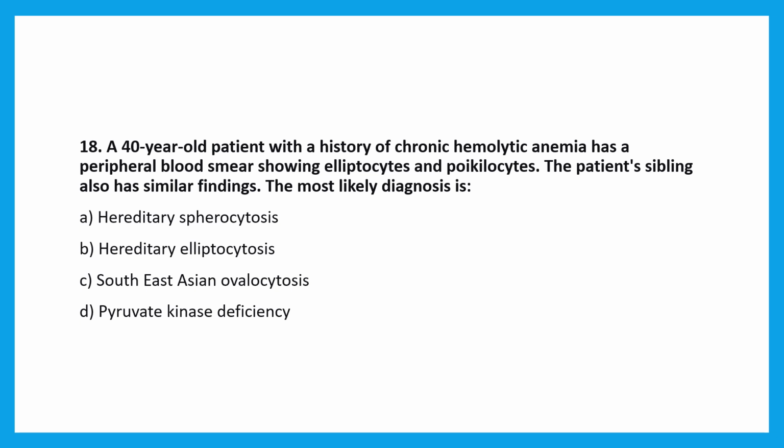A 40-year-old patient with a history of chronic hemolytic anemia has a peripheral blood smear showing erythrocytes and poikilocytes. The patient's sibling also has similar findings. Look at this history. The most likely diagnosis is what? Hereditary spherocytosis, hereditary erythrocytosis, Southeast Asian ovalocytosis, pyruvate kinase deficiency. That is question number 19. Now, there is a finding of erythrocytes, which substitutes this. And then there's a finding of a positive family history, which signifies hereditary erythrocytosis.